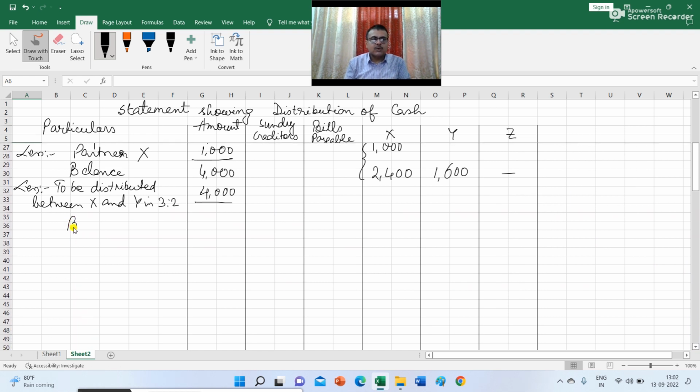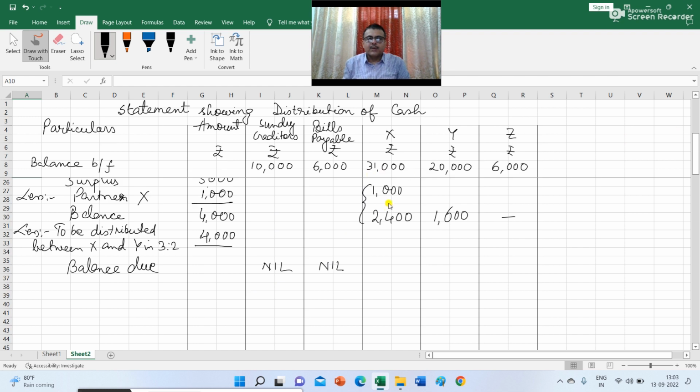So this is the amount or the balance due. So creditors has been fully paid, bills payable, total amount has been paid off. So from 31,000, 3,400 has been paid to X. So 27,600 is the amount due to X. 18,400 is the amount due to Y, and 6,000 is the amount due to Z.